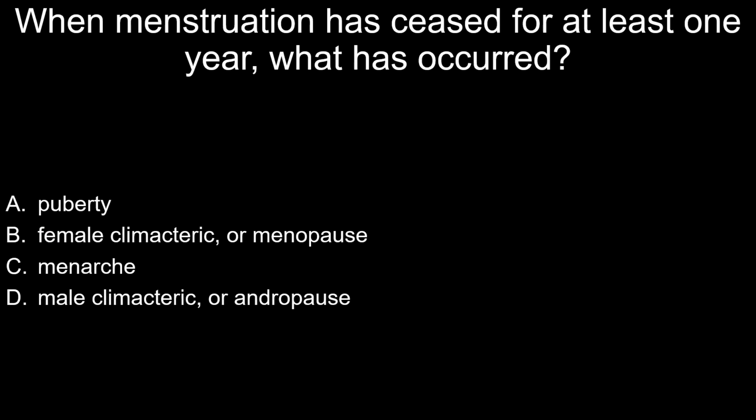Now, when menstruation has ceased for at least 1 year, what process has occurred? So menstruation hasn't happened for at least 1 year. That's female climacteric or menopause. Now let's continue on through the chapter. We'll talk a little bit about birth control now.